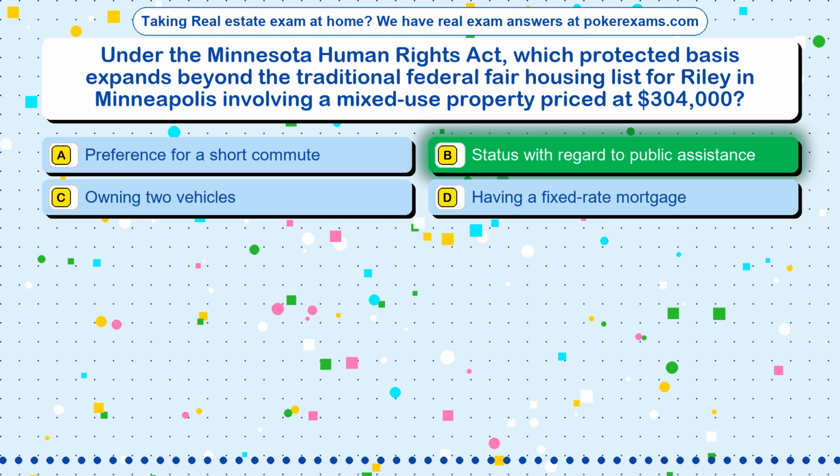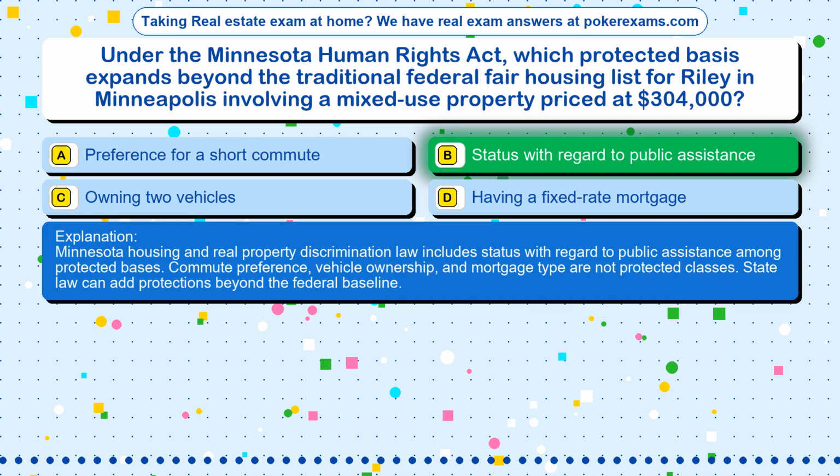The correct answer is option B, status with regard to public assistance. Minnesota housing and real property discrimination law includes status with regard to public assistance among protected bases. Commute preference, vehicle ownership, and mortgage type are not protected classes. State law can add protections beyond the federal baseline.